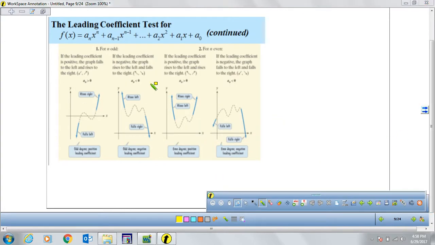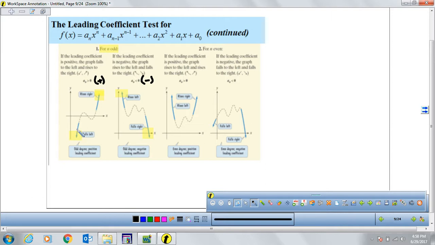Now, there are two types of behaviors. One of them is for degrees which are odd. Both of them are going to look like an S shape. Just think of x cubed. The shape is going to be similar to that. And the S shape can go in different directions, whether it increases from left to right or it decreases from left to right. So in this particular case, how do we know the difference between the two? This one happens when the leading coefficient is positive, and this one happens when the leading coefficient is negative.